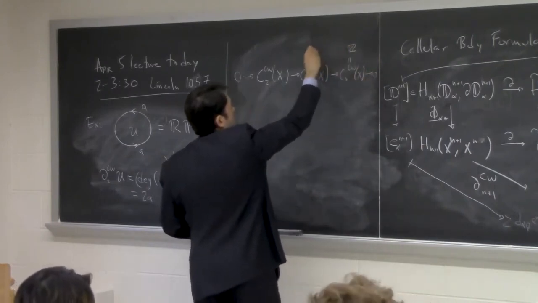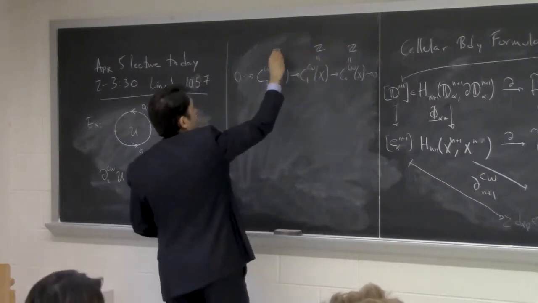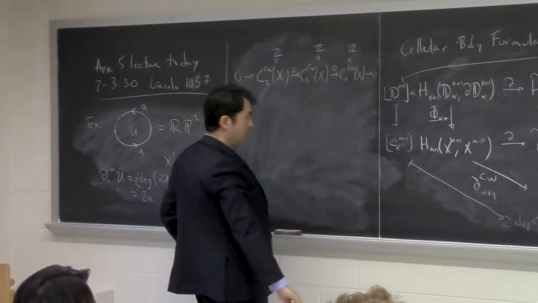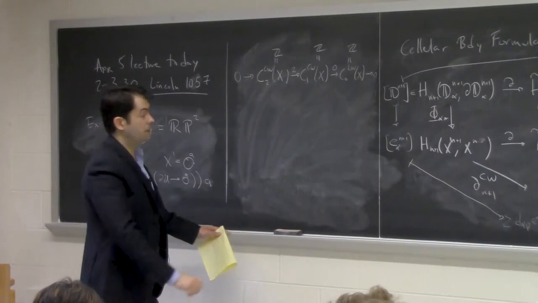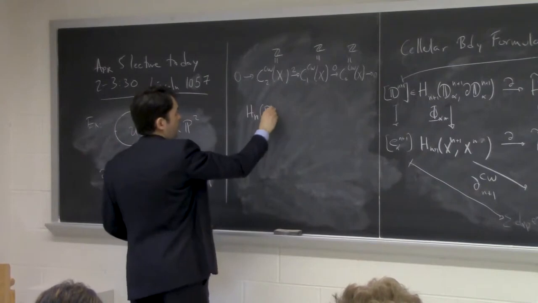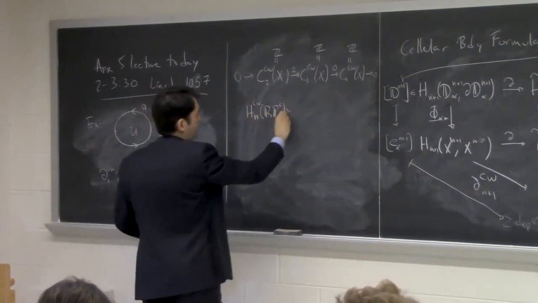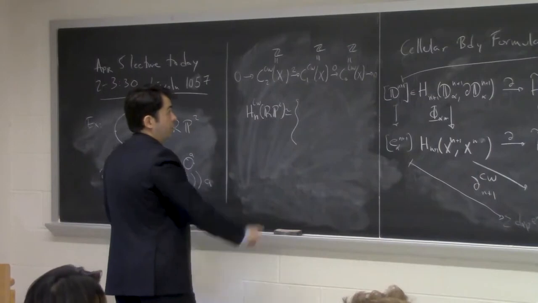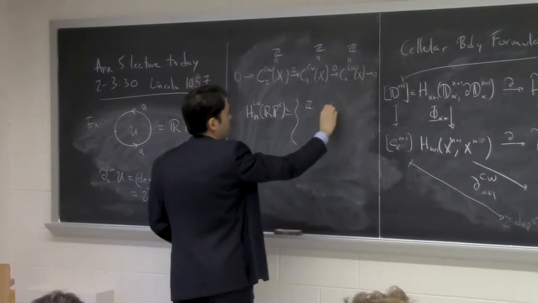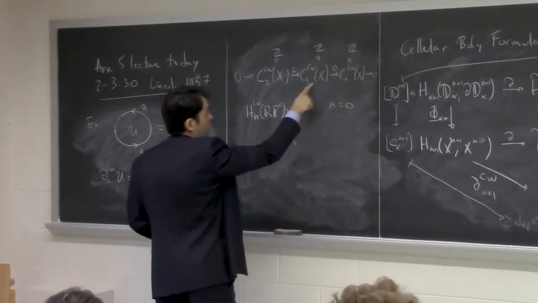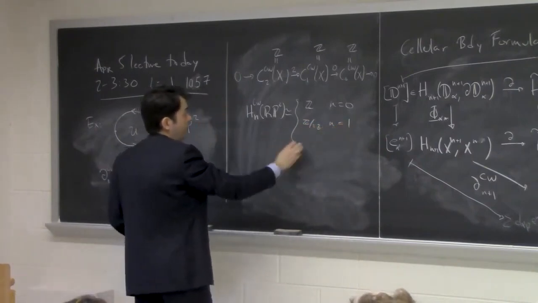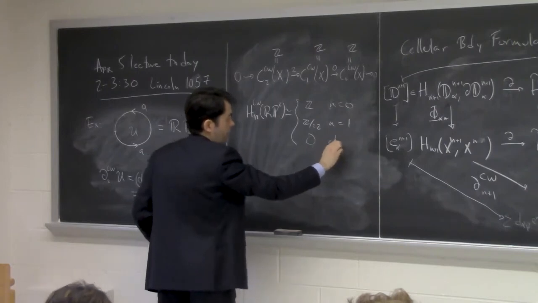This is Z, this is Z, this is Z. This map is multiplication by 2, and this map is multiplication by 0. So we see that H_n of RP2, with the CW structure, is going to be Z in degree 0. It's going to be Z mod 2Z in degree 1, and it's going to be 0 else.